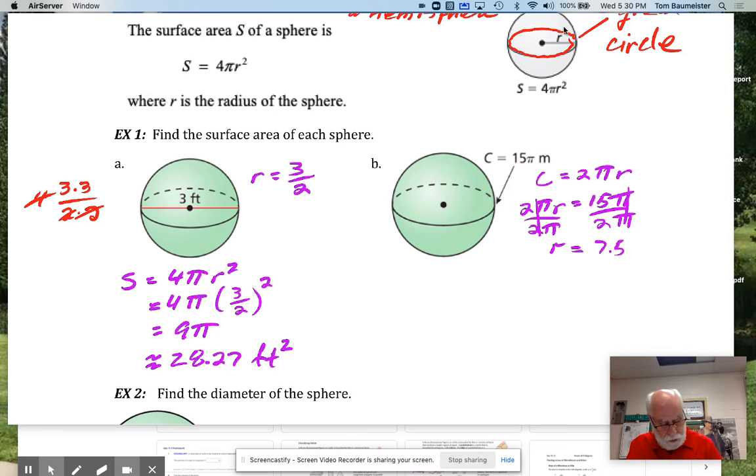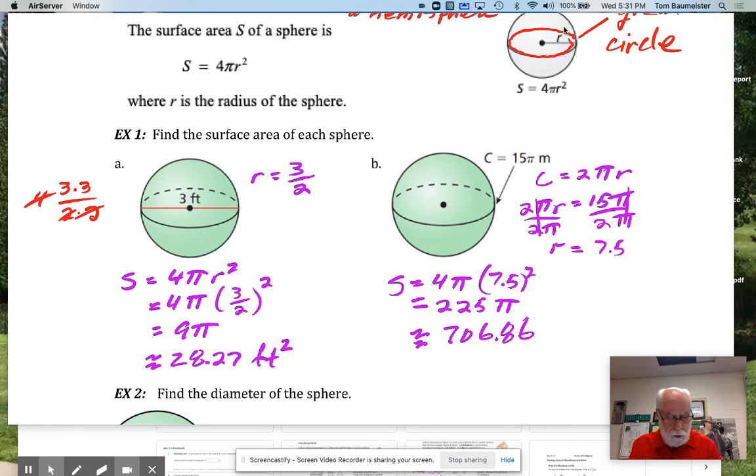So now we're just going to use our formula. S is equal to 4 pi times r squared. Our r squared in this case is 7.5 squared. And if I work that out, it actually works out to be a nice number. So it's 225 pi, or again, if I approximate it, it'll be 706.86, and our units on this one is meters squared.